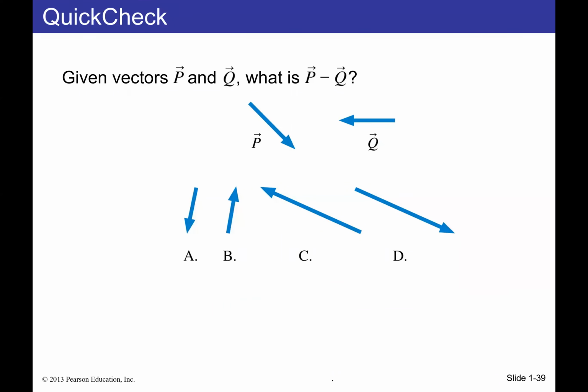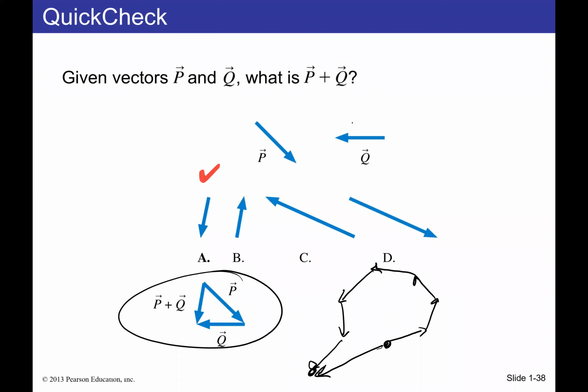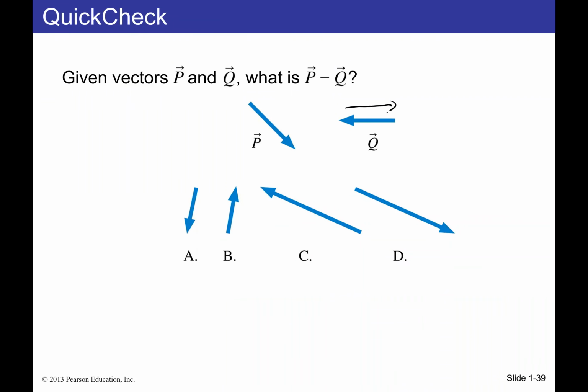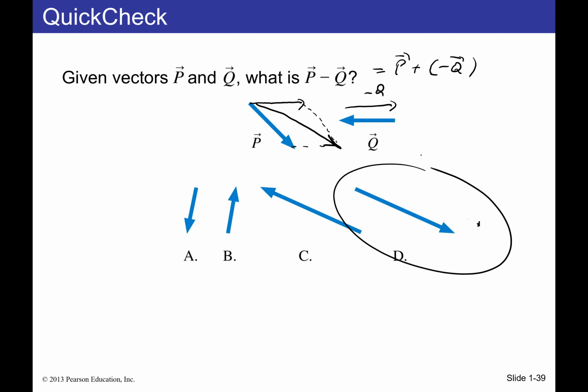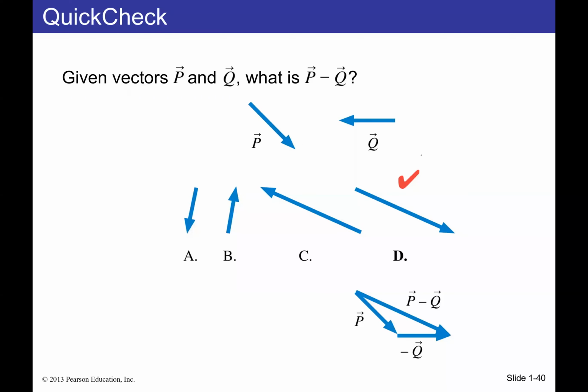All right, so P minus Q, which means you find the negative of Q, which is here. And you say it's P plus the negative of Q. So that means you put the negative of Q right here, and then construct a parallelogram. And that's our resultant vector, which is this guy over here. Again, you can use the tip to tail method to get the same result.